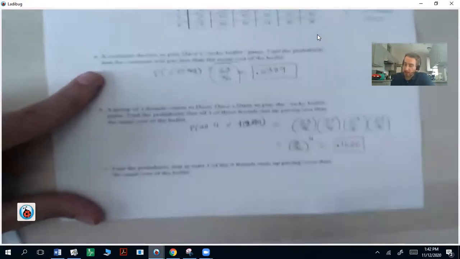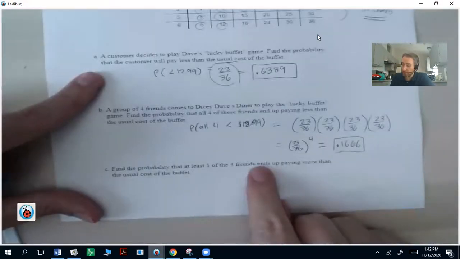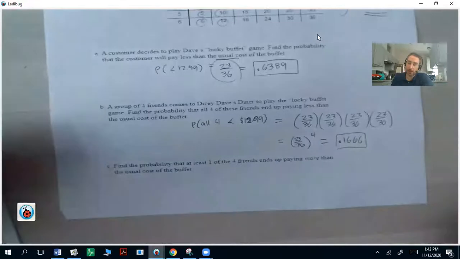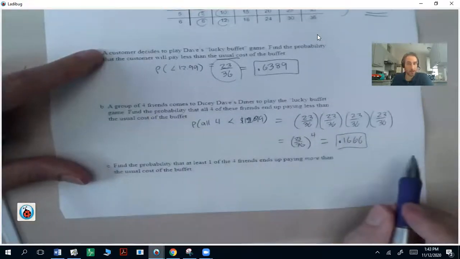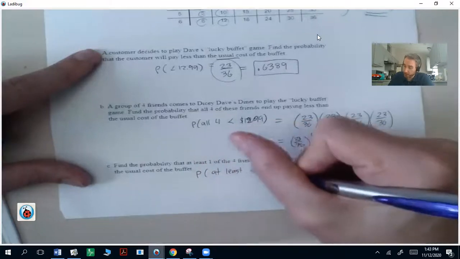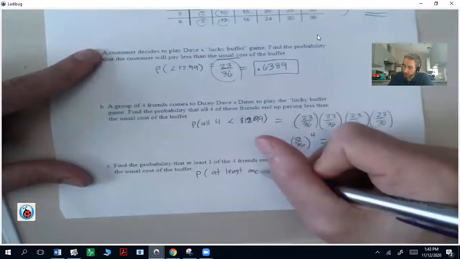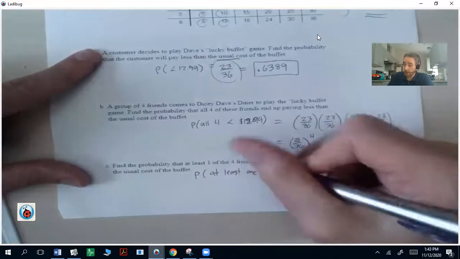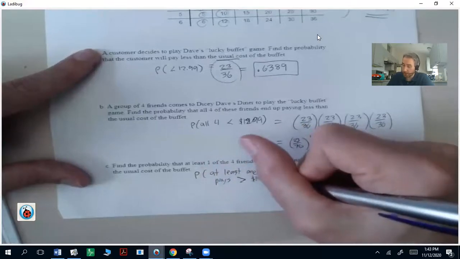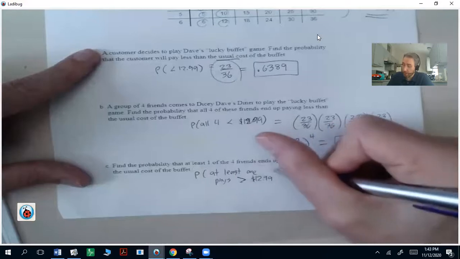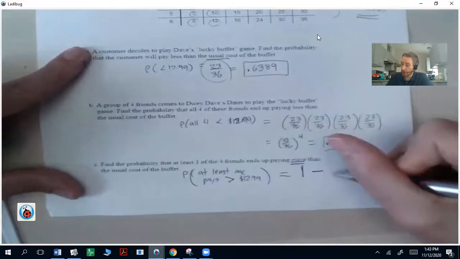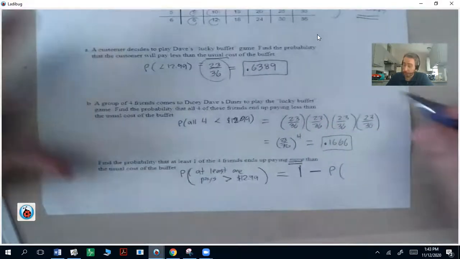All right, letter C. Find the probability that at least one of the 4 friends ends up paying more than the usual cost of the buffet. Well, if you remember from the lesson that we did the other day, we don't want to try to figure out all those possible combinations. The probability that at least one pays more than $12.99, so 13 or more, is the same as 1 minus the probability that all 4 make less than $12.99.